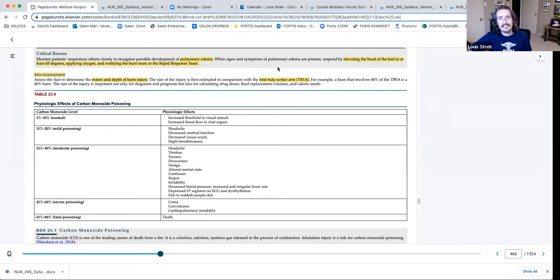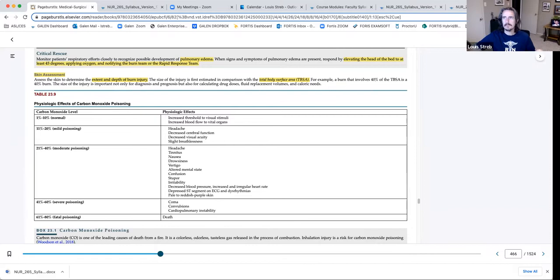So elevating the head of the bed to at least 45 degrees, starting supplemental O2, and letting somebody know your patient's starting to crash is all you can do initially, but make sure you do whatever you can. Any questions on that? I think it's pretty self-explanatory and straightforward.